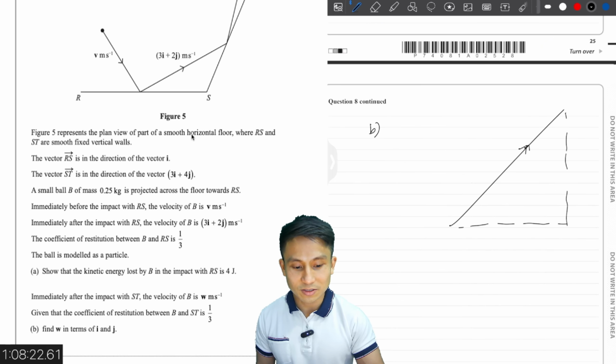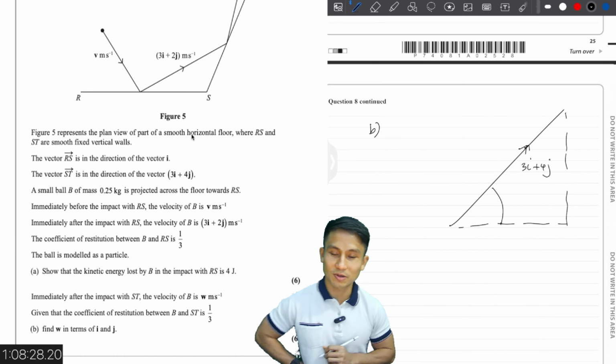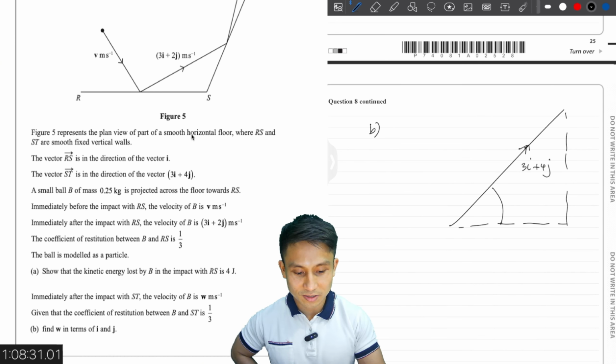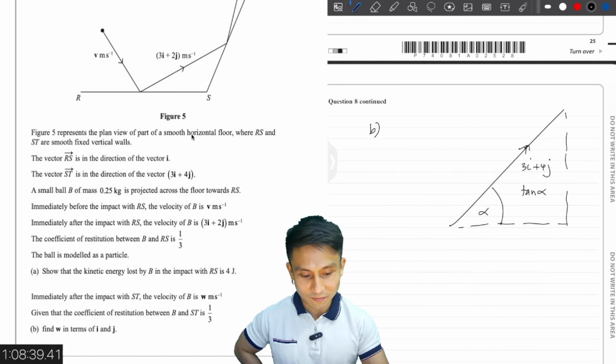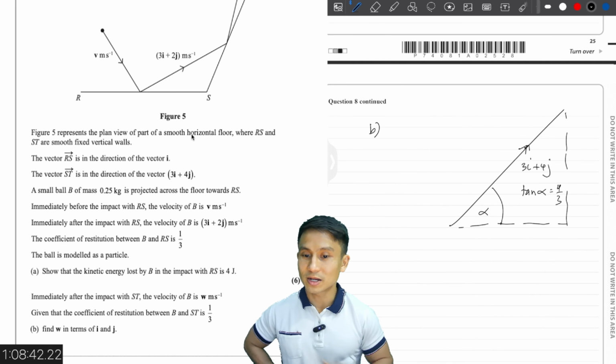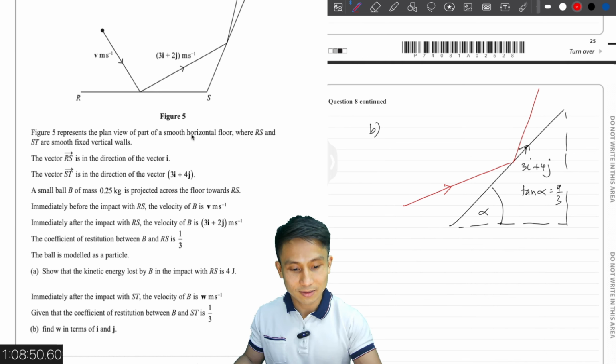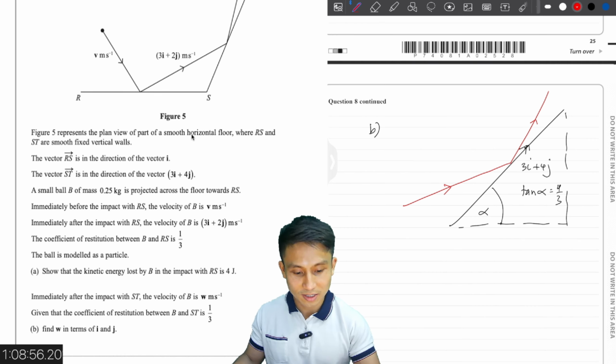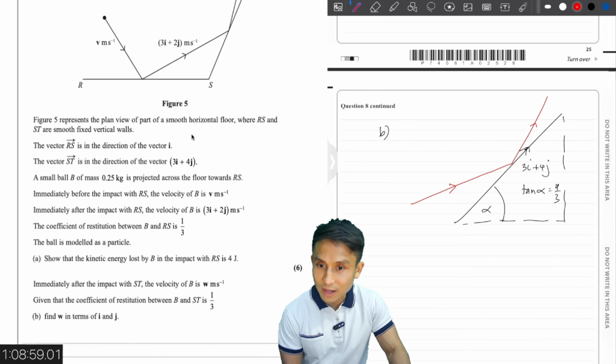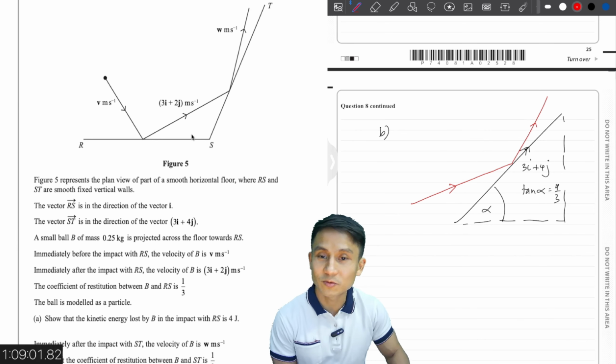It's given that ST is along the direction of 3i plus 4j, right? That means we know this angle. Gotta be careful with that. So this angle is alpha, where tan alpha is 4 over 3, just from solving the vector. It's like finding the argument of the vector. Okay, just writing that first. And the ball hits like this, and then it's going to bounce like that. So it's going to lose some speed, and this angle will usually be smaller than this angle. Okay, and we want to find the velocity of B, which is the W there.